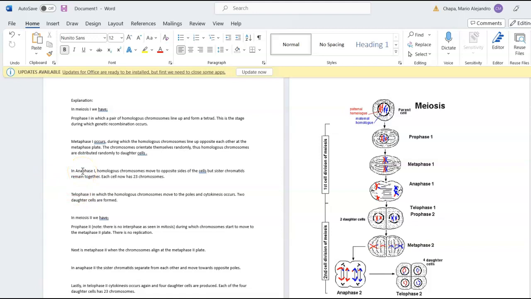Next, we have anaphase 1. In anaphase 1, homologous chromosomes move to opposite sides of the cell, but sister chromatids remain together. Each cell now has 23 chromosomes. To the right, we have anaphase 1. You see the homologous chromosomes have moved to one side.